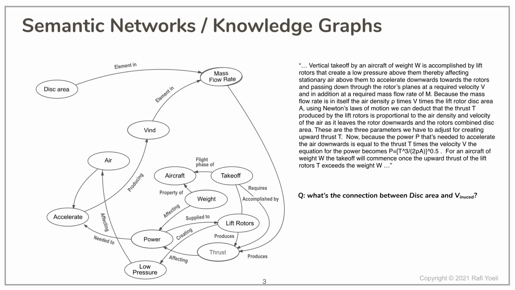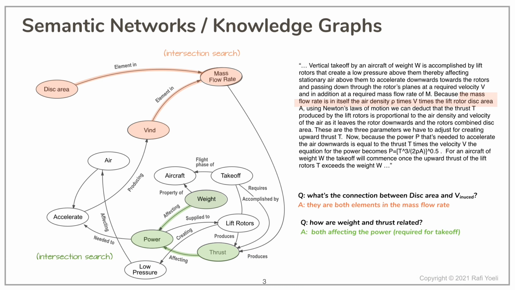Question: what's the connection between disk area and V induced? Answer: they are both elements in the mass flow rate. Question: how are weight and thrust related? Answer: they both affect the power. Question: how is V induced produced? Answer: V induced is produced through the acceleration of air, affected by low pressure, created by lift rotors.